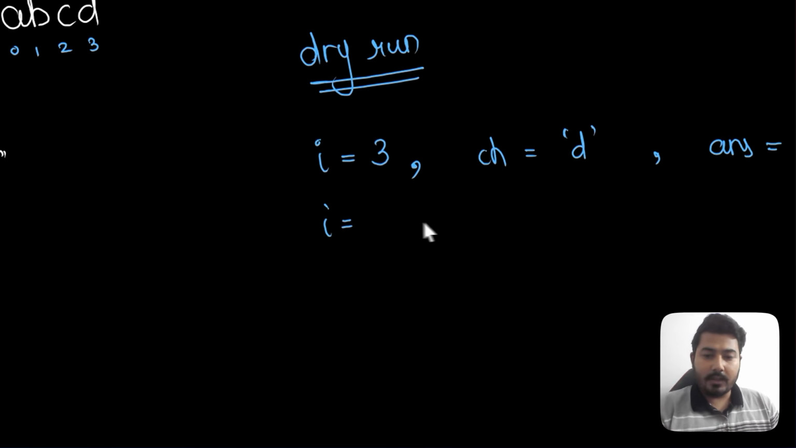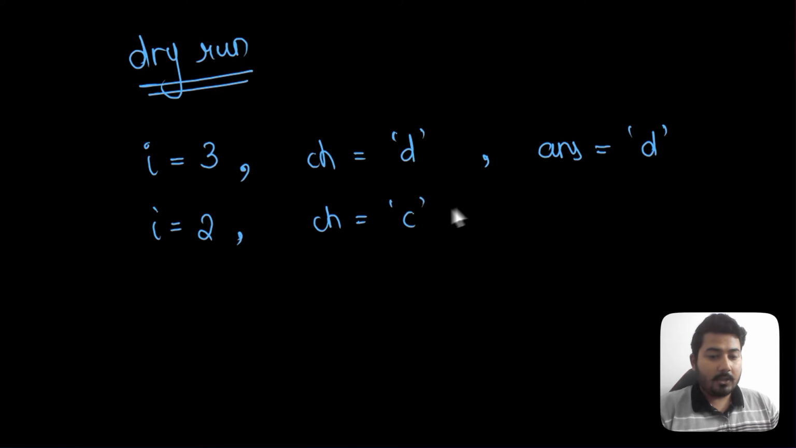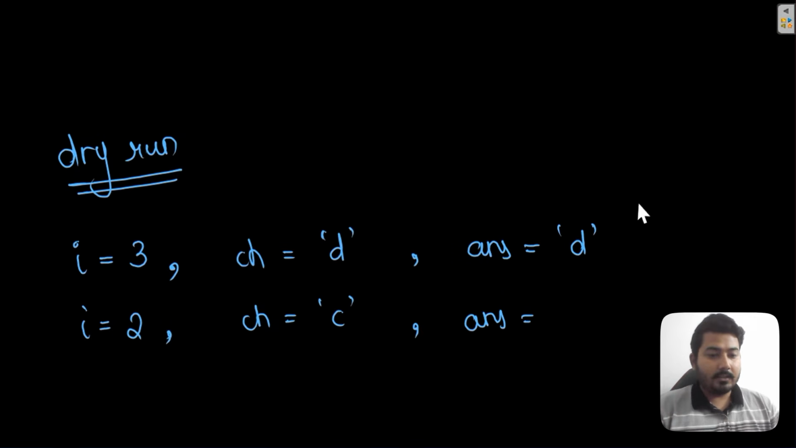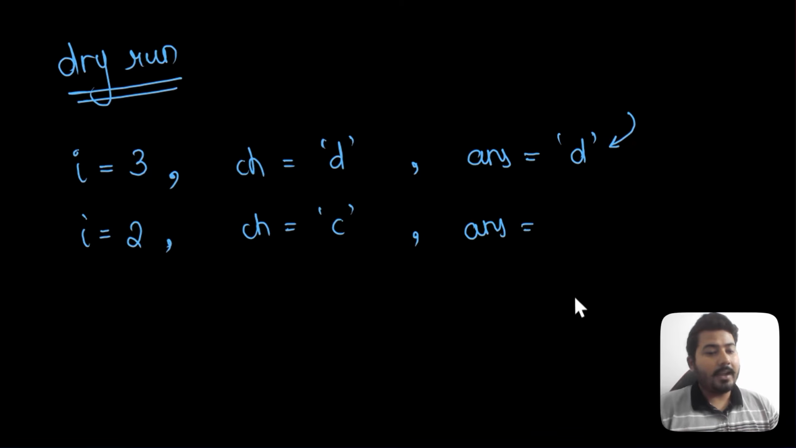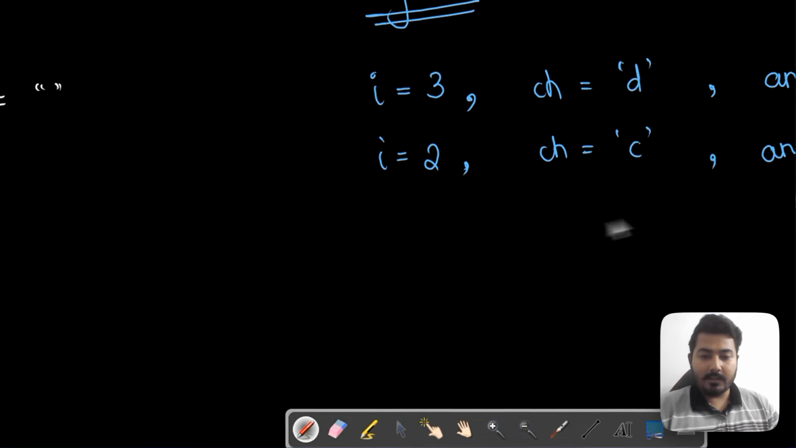Traverse in the backward direction again. You will reach i equal to 2. Pick the character. What is the character that you will get this time? You will get C. Insert that character on the right of your answer string. It will become DC. Correct?